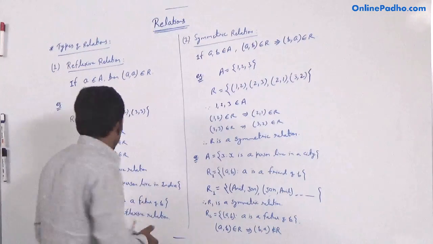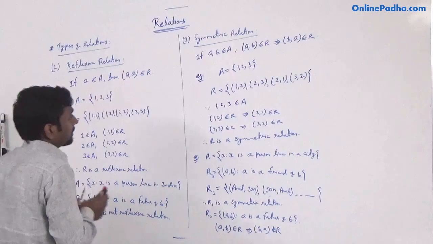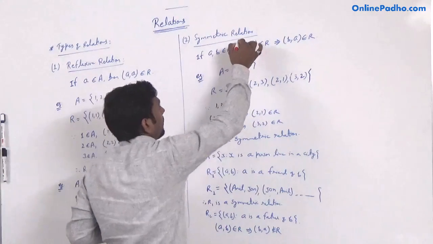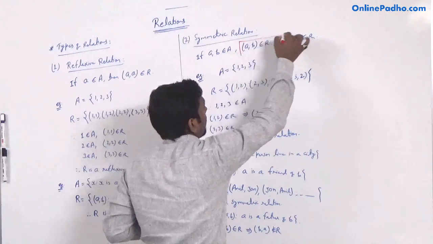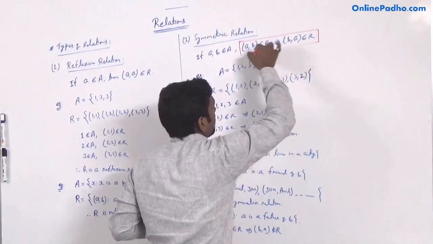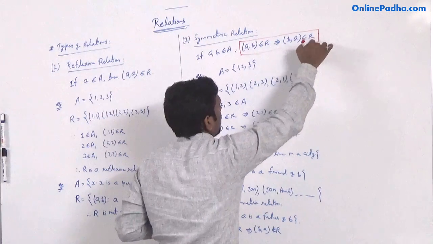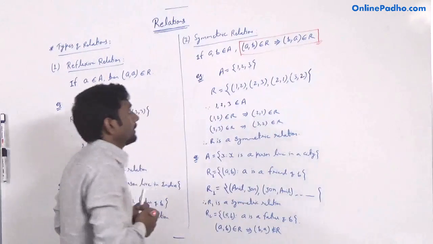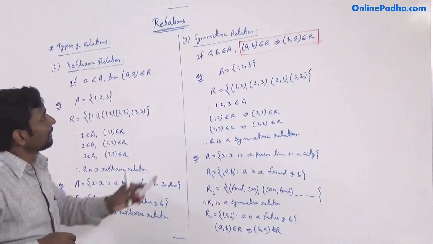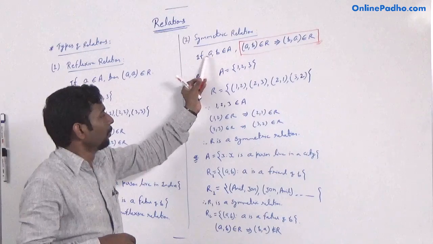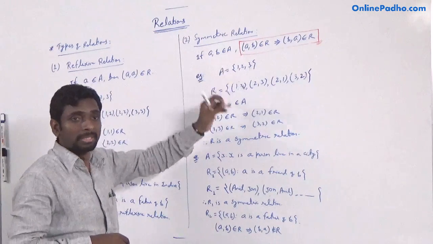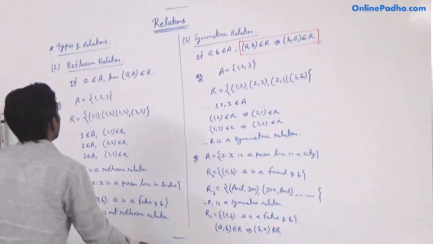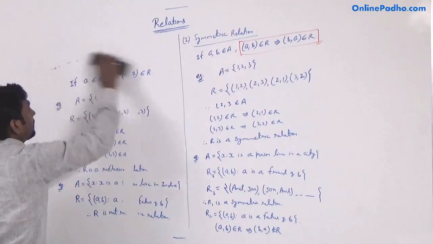In the case of symmetric relation, you must remember this formula only. If AB belongs to the relation, then BA must belong to the same relation. This is the only condition for the symmetric relation. And the very important thing is this: A, B, both elements must belong to the set. Now these are reflexive and symmetric relation.